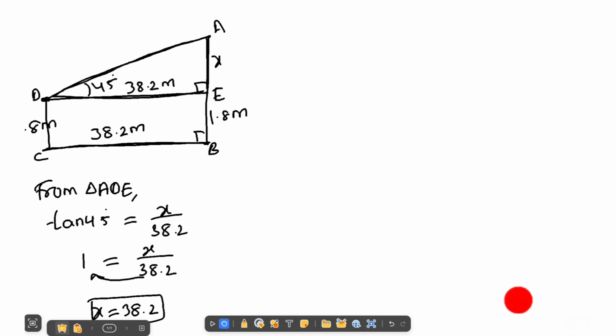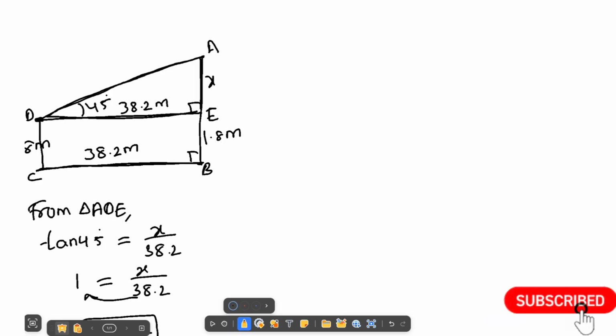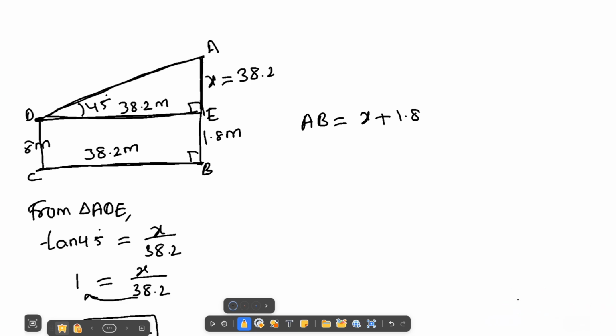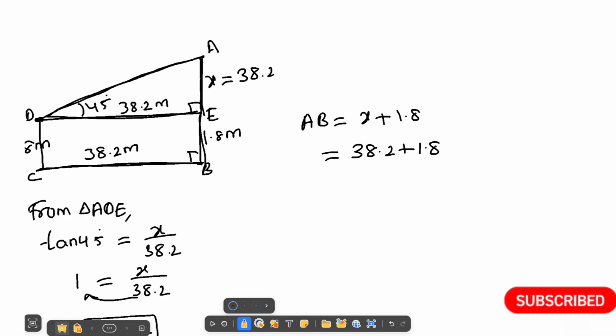Now what is the total height of the chimney? X is 38.2 meters, and the chimney is nothing but AB. AB is X plus 1.8 meters. This X is the distance AE and this EB distance is 1.8. X we already got as 38.2, plus 1.8 meters. So the total height of the chimney is 40 meters.